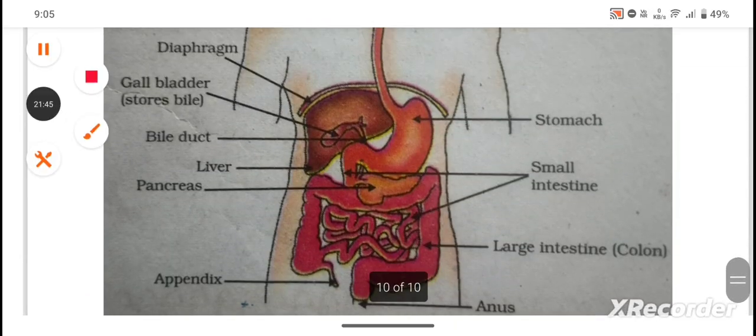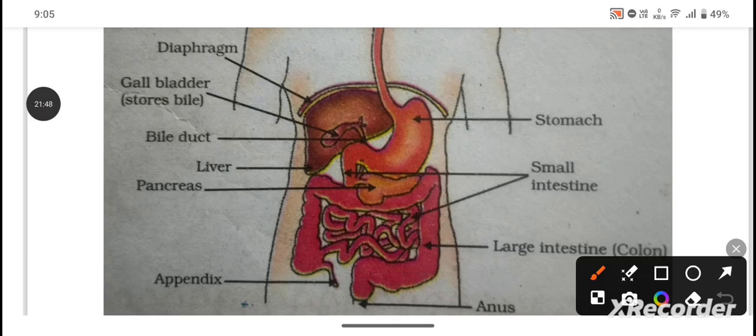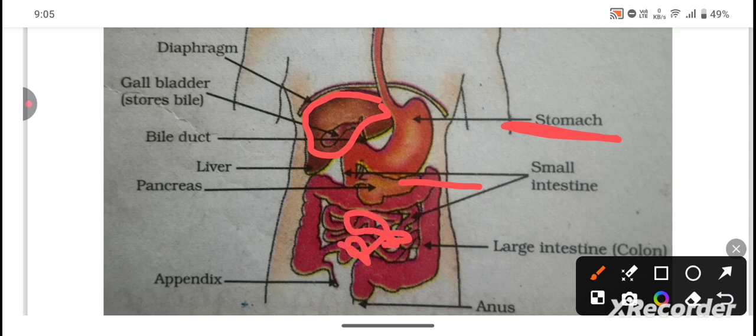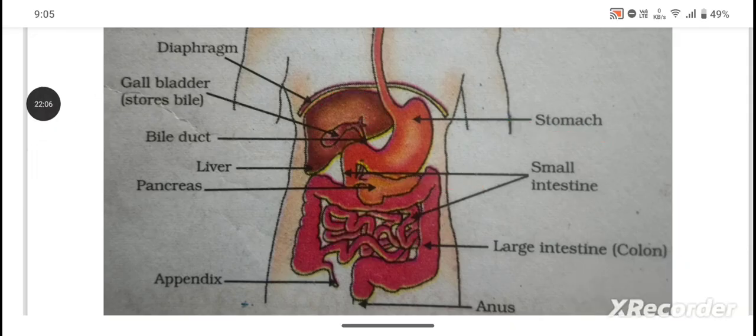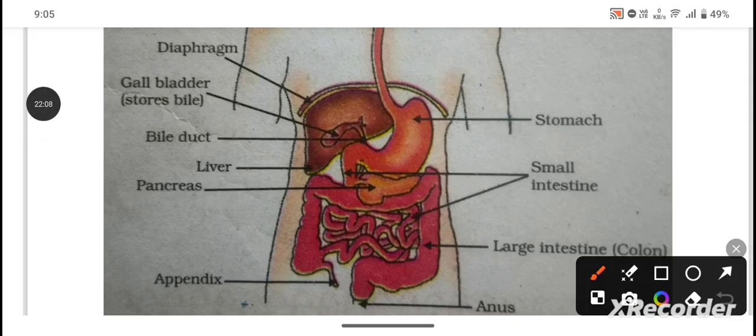Yeah, so we have seen the process of digestion in the stomach, and this is the liver which secretes bile juice, and here the pancreatic gland at lower abdominal region, and this is the small intestine. We can see the numerous coiling of the small intestine here where the maximum digestion and absorption takes place, and this is the large intestine.